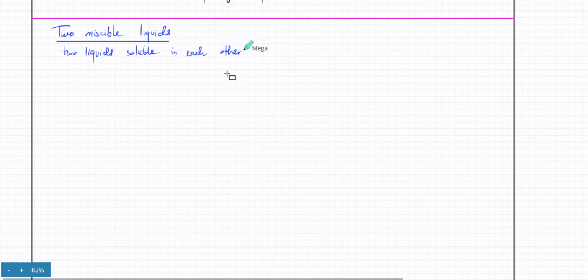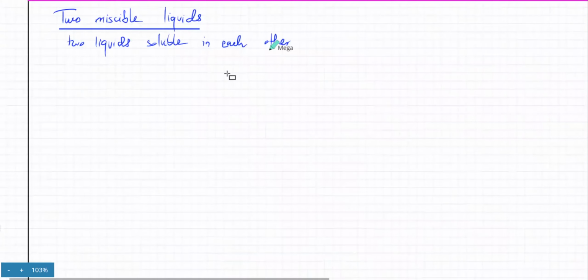So how do you separate two miscible liquids? One example is ethanol plus water. Any idea how to separate ethanol and water? Fractional distillation, exactly. So that's going to be fractional distillation.